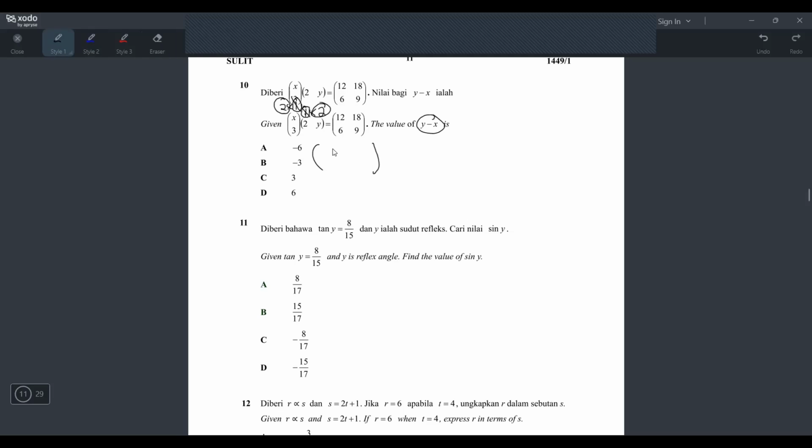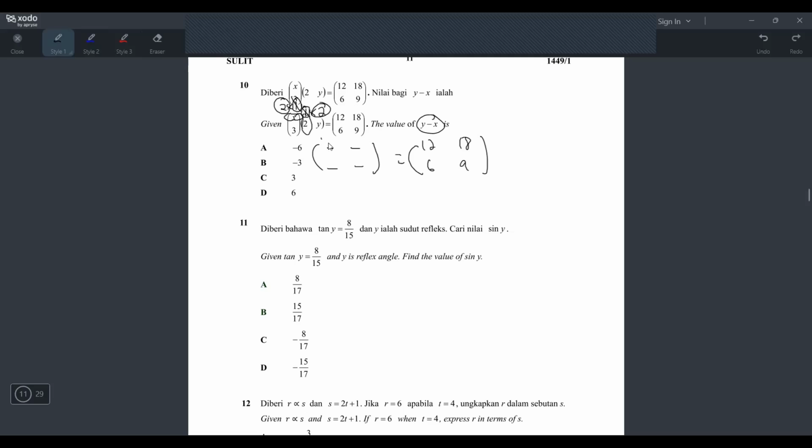It means your answer will look like this: 1, 2, 3, 4, and then the other side of it is 12, 18, 6, 9. Okay, but how do we darab the matrix? You will take horizontal darab vertical. You cannot take like this darab like this. It's wrong. Like this is wrong, because you're taking vertical darab horizontal. Always take horizontal times vertical. Means you will take horizontal. But what if your horizontal got one number only? Then you just take one number and then times vertical.